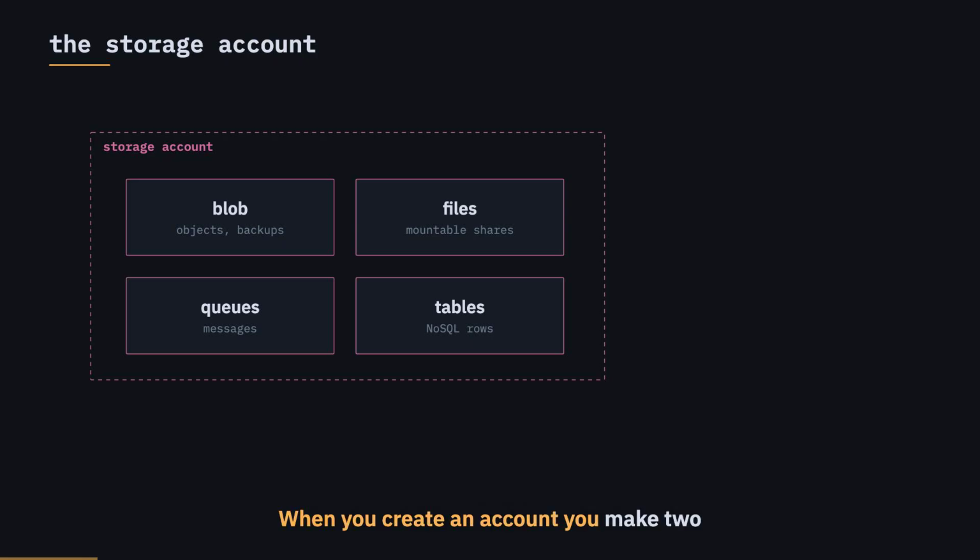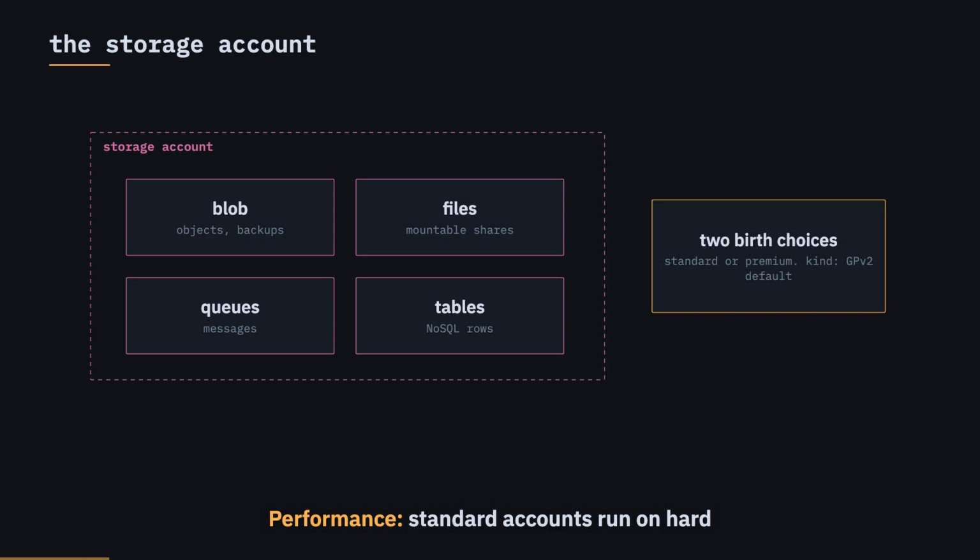When you create an account, you make 2 choices that cannot be easily unmade. Performance. Standard accounts run on hard drives and premium accounts run on SSDs with much lower latency. And kind. The workhorse is General Purpose v2, which supports all 4 services and every redundancy option, and it is the right answer unless a question begs for something special.